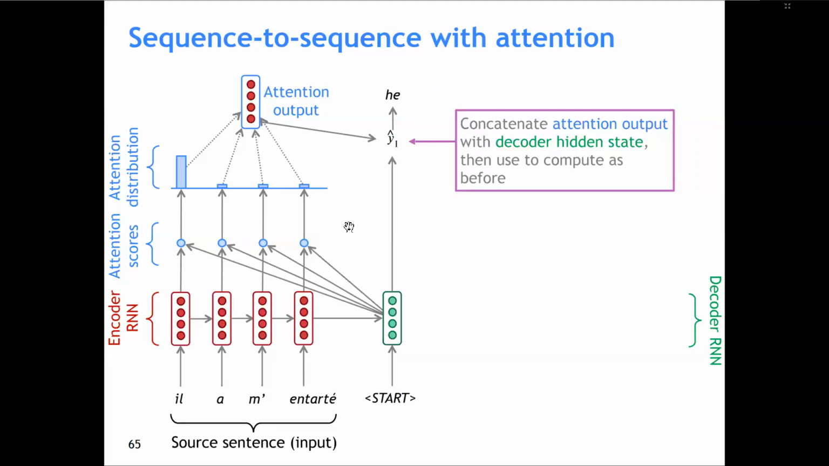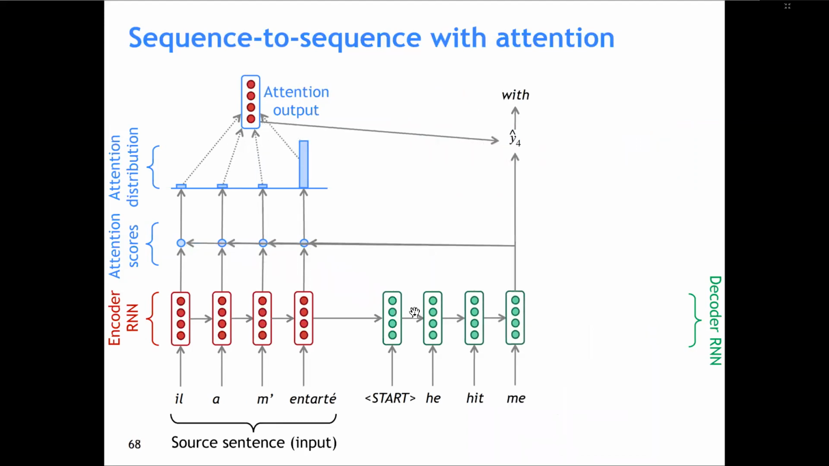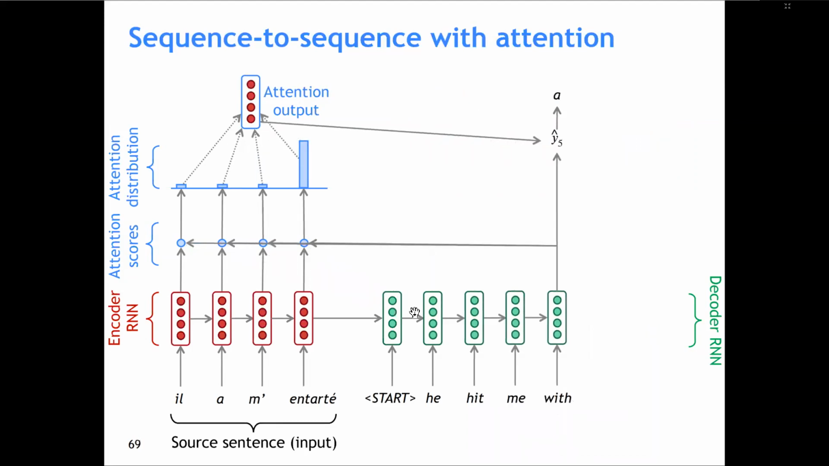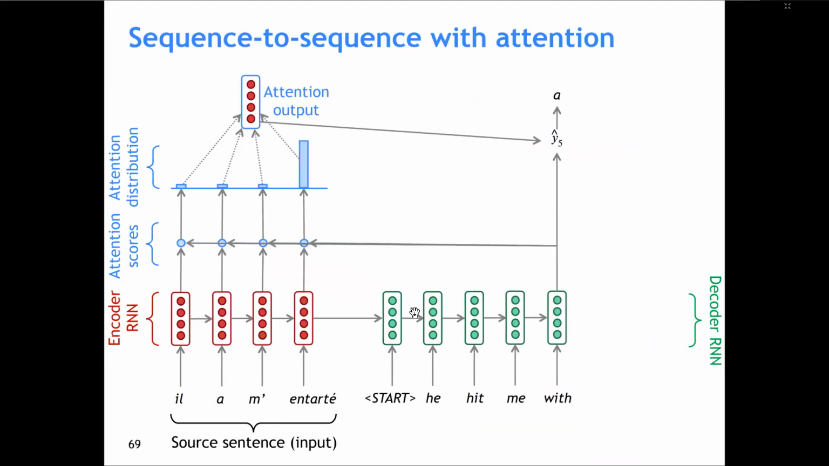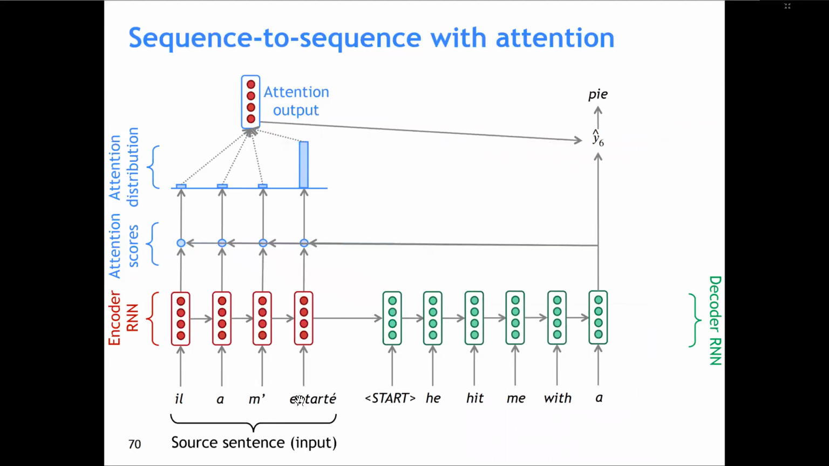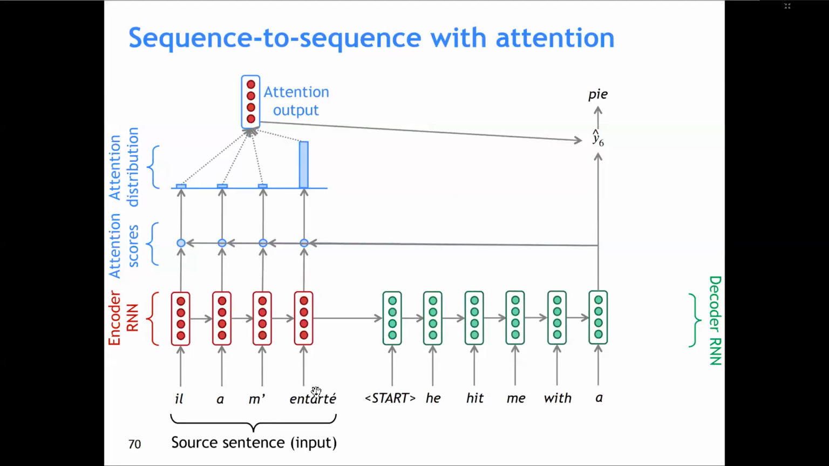The same thing applies to the second word. You do the inner product and you get a different distribution, which is related to this next word over here. So that's the chart.